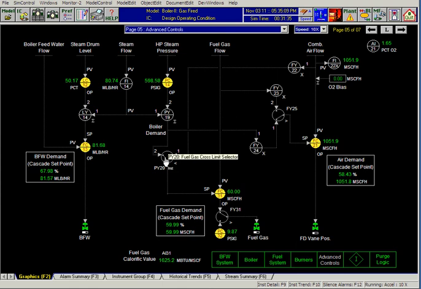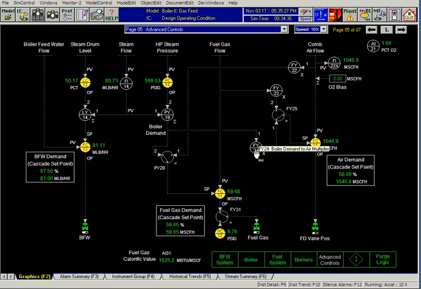So this one is fuel gas cross limit control. It measures the air and converts from air to fuel, and that's the maximum fuel it can burn. So it takes a low selector. That becomes a set point for the fuel gas flow controller.